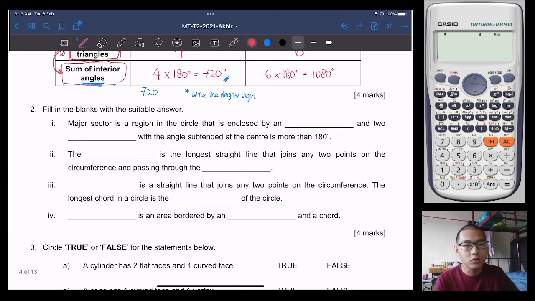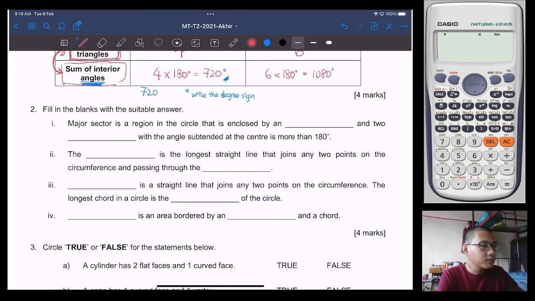Now for question 2, fill in the blanks with the suitable answer. We must have the correct mathematical terms or names, based on what we learned in the properties of circle. These 4 questions test your knowledge of the basic concepts of the properties of circle. So let's see.